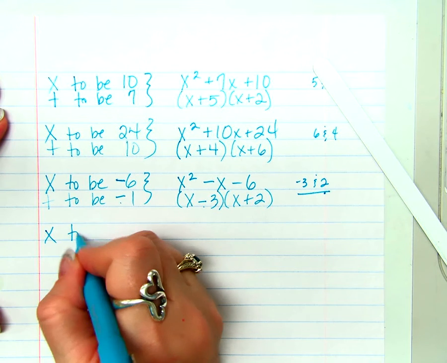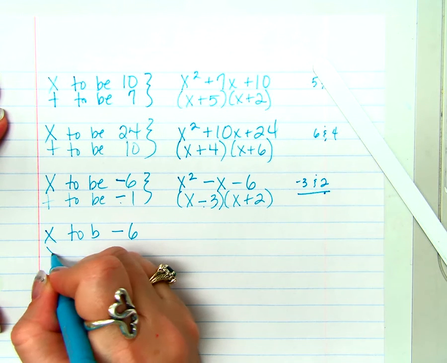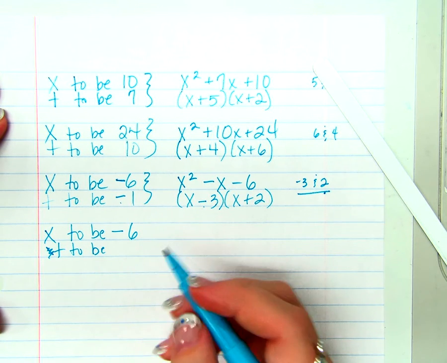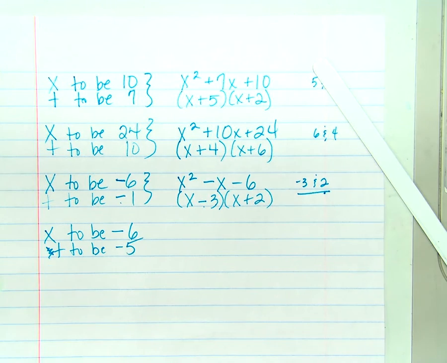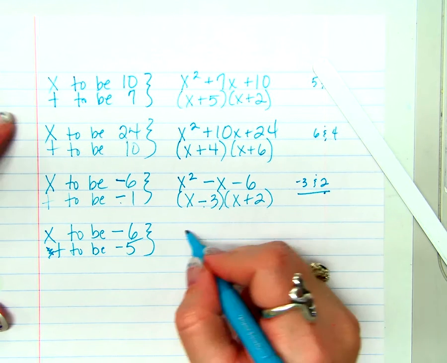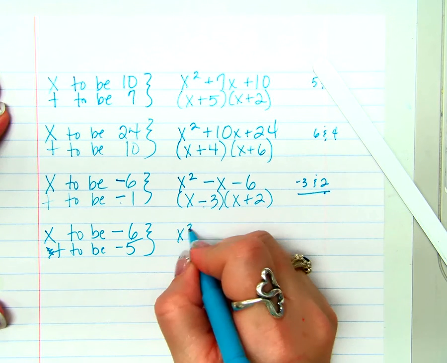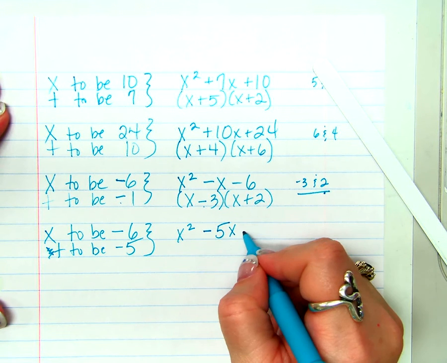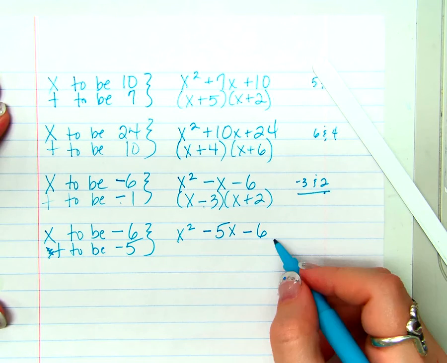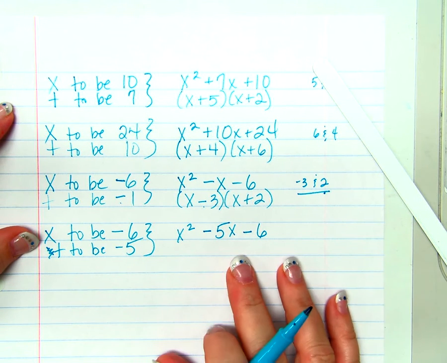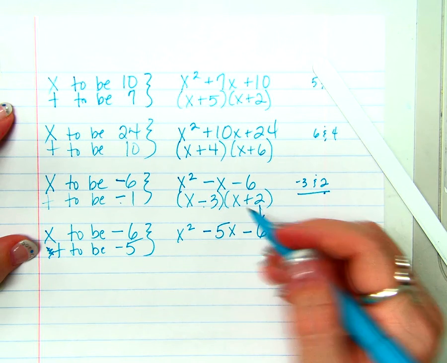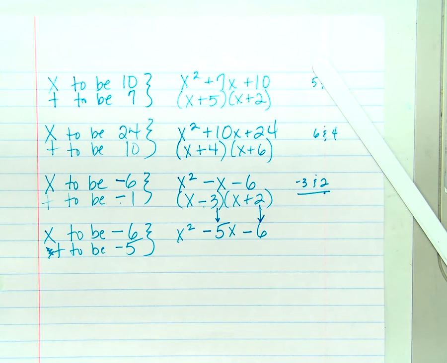What multiplies to be negative 6 and adds to be negative 5? If this is our thinking, tell me what my problem is. X squared minus 5x minus 6. What's it going to multiply to be? It's going to multiply to be the last term and add to be the middle term. Okay? 1 and 5 multiply to be 6.